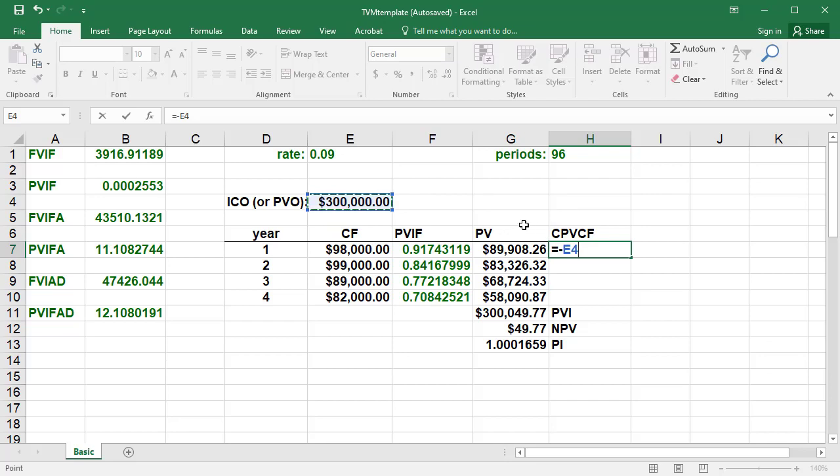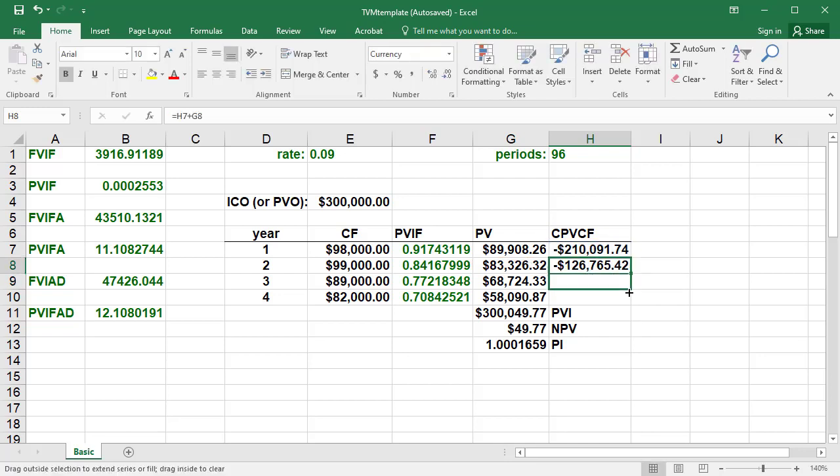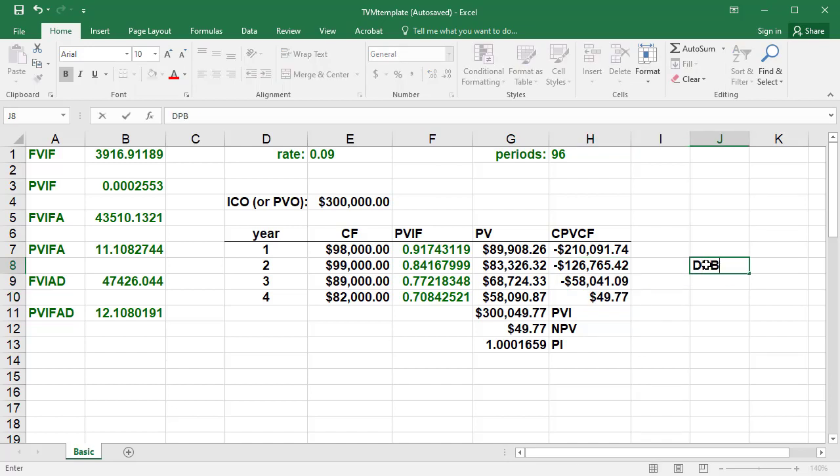But in the first year, I get back a present value of $89,908.26. So if I add that, then I'm still in the hole, but I'm now only by $210,091.74. Once I get to the second cell, I can just take the previous calculation and add the next year's present value of cash flow, and keep on doing that all the way down. We find out that this project is paying back between year 3 and 4, almost to year 4, and I can calculate the discounted payback over here.